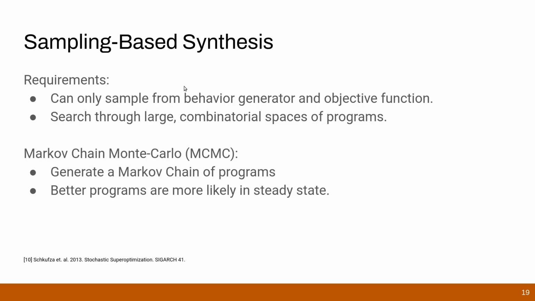We now present our approach for solving the programmatic mechanism design problem. We are only allowed to sample from the behavior generator and the objective function, that is, we cannot backpropagate or perform other analysis. And our approach also needs to be suitable for large combinatorial search spaces. Therefore, we use Markov chain Monte Carlo, or MCMC, as the basis of our approach. What this does is to generate a Markov chain of programs such that in steady state, better programs are more likely to appear.